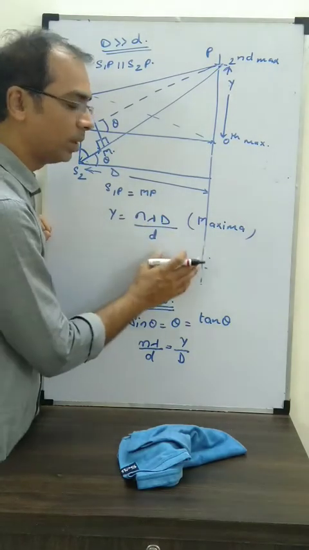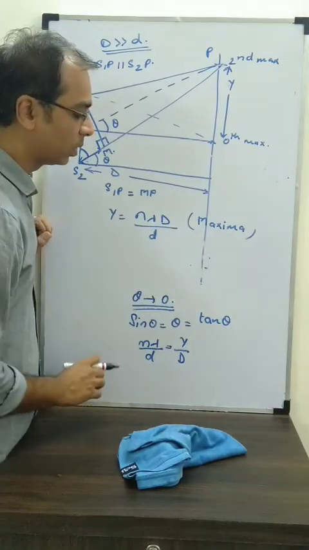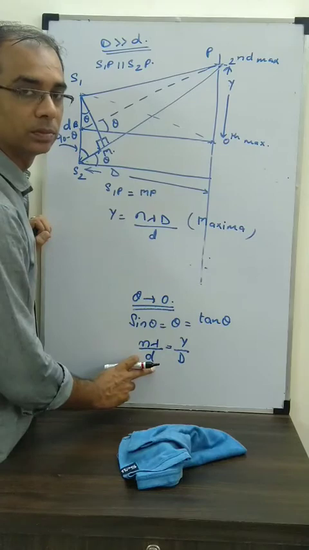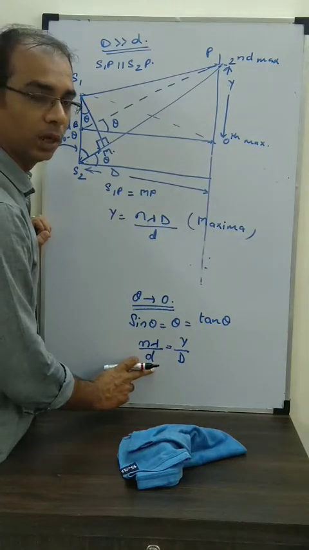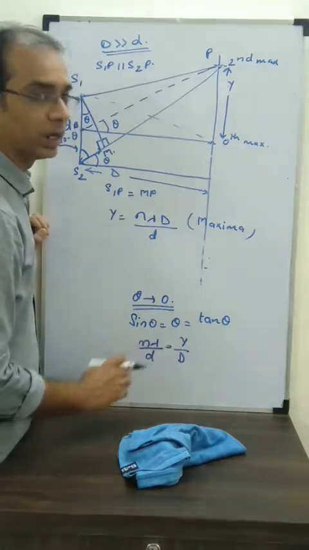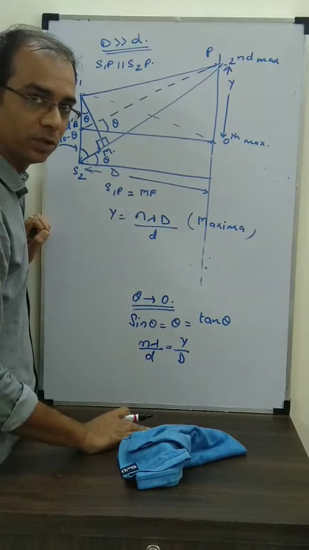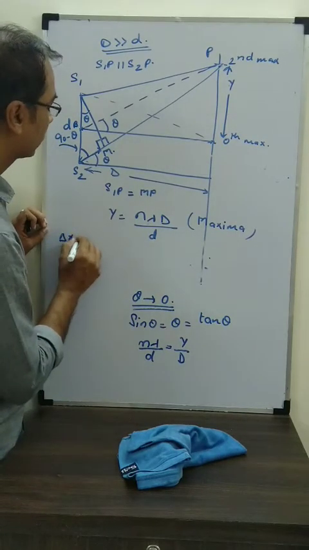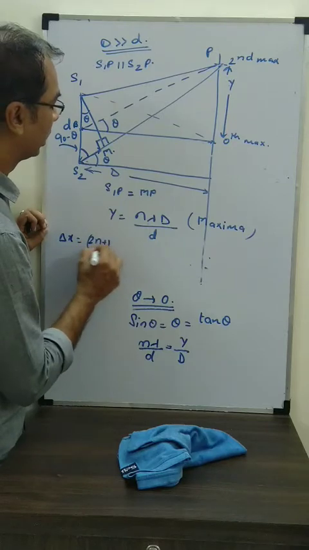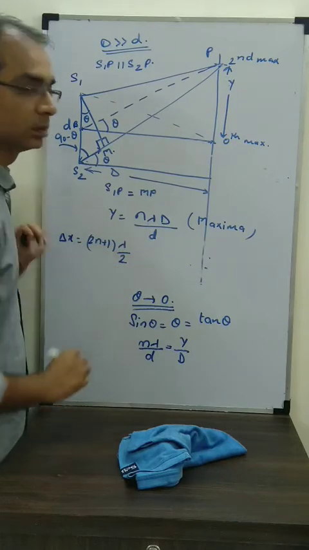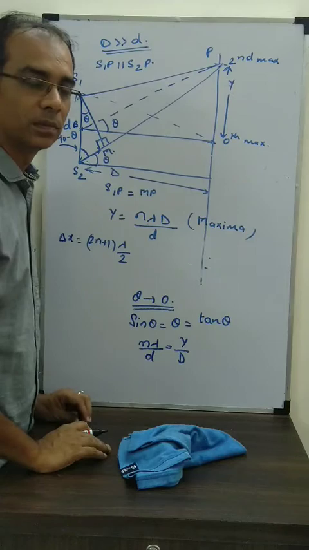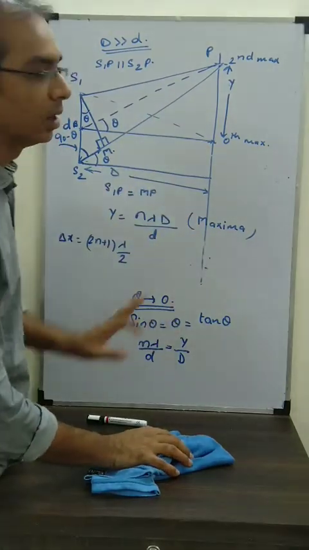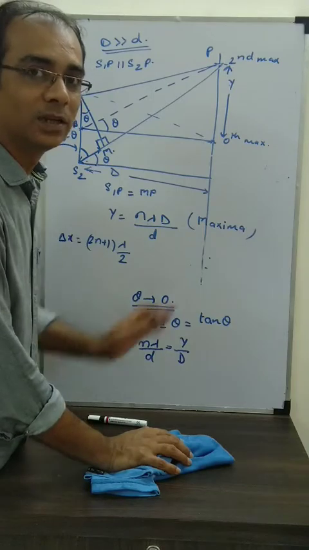And suppose we are finding minima. In the minima case, what will be the difference? Here it will become n lambda by 2, or you can write (2n plus 1) lambda by 2. That's your wish, because for minima we write delta x as (2n plus 1) lambda by 2. Correct or not?